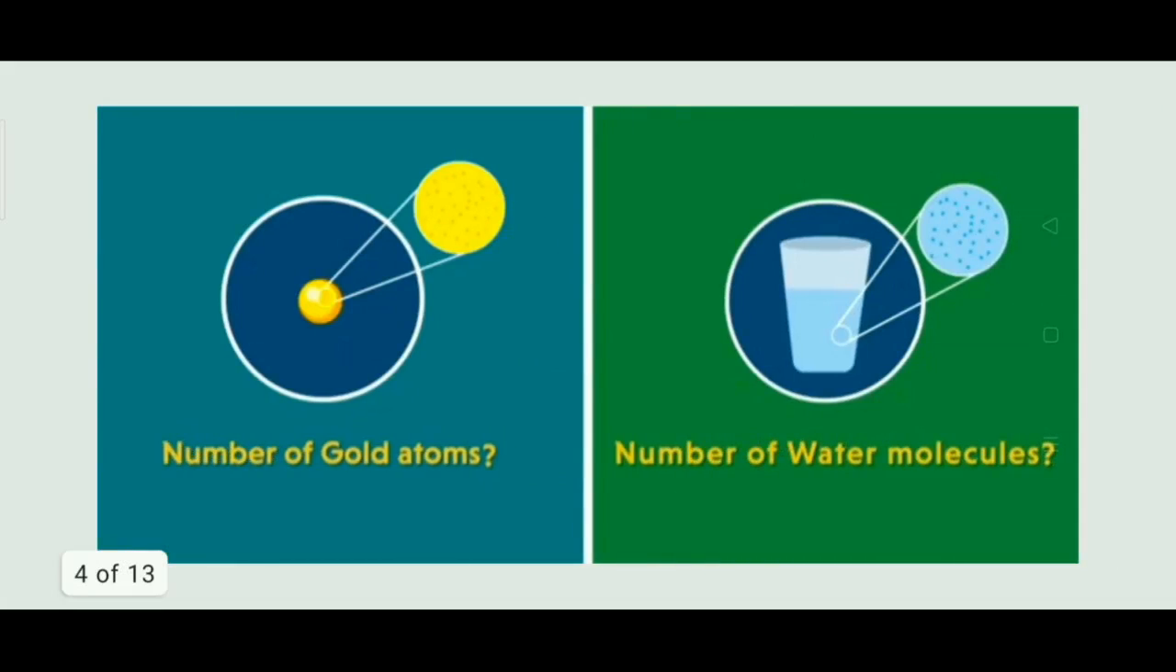Here is an example. Here is a piece of gold, and just by looking at it, can we calculate the number of atoms present, or can we calculate the number of molecules present in a glass of water just by looking at it? You will say that it is practically impossible. We cannot count the number of atoms or molecules in a substance. But science has an answer to this, and that answer is the mole concept.